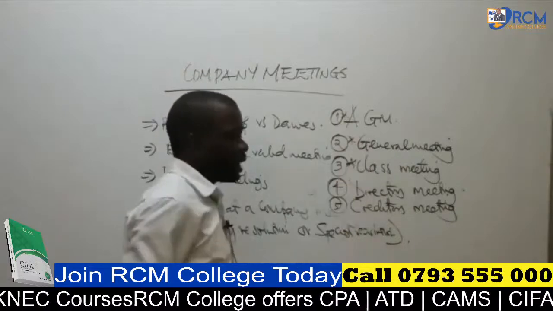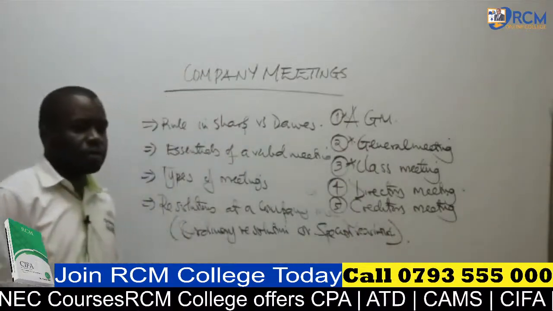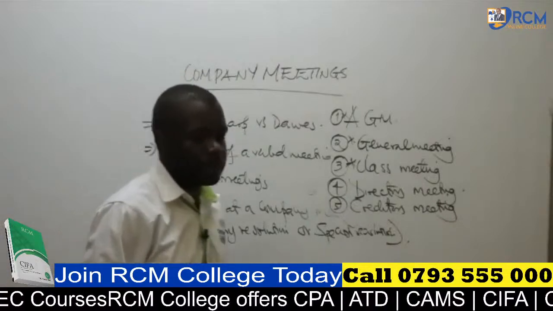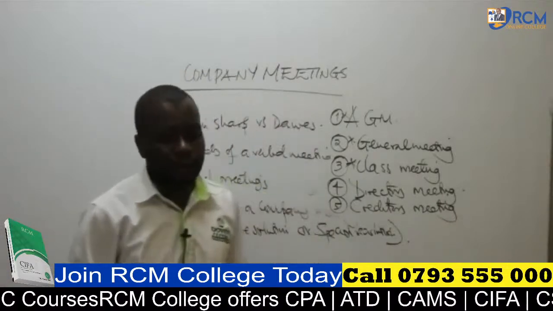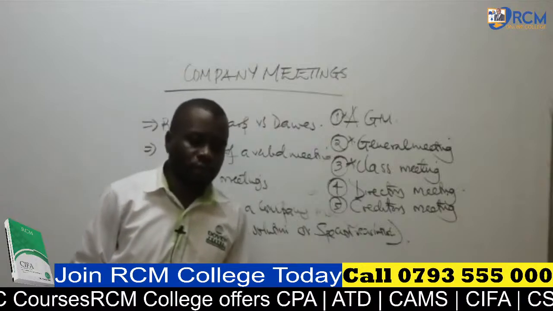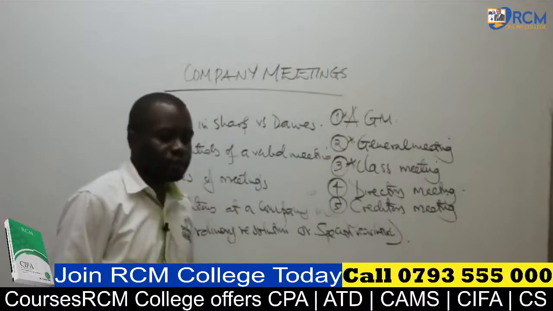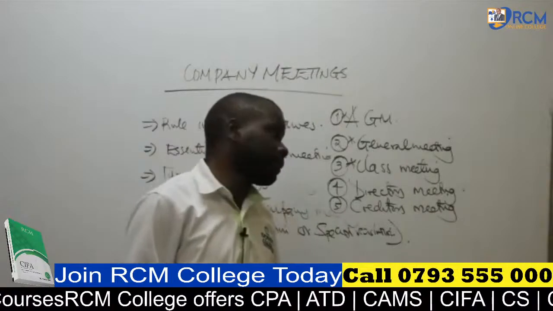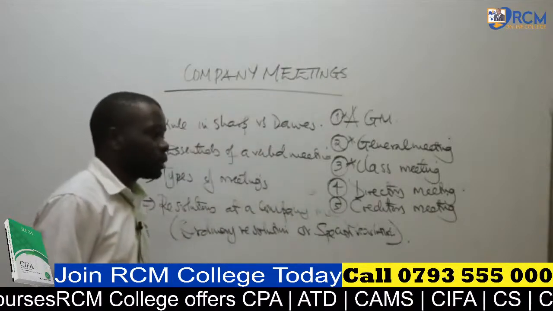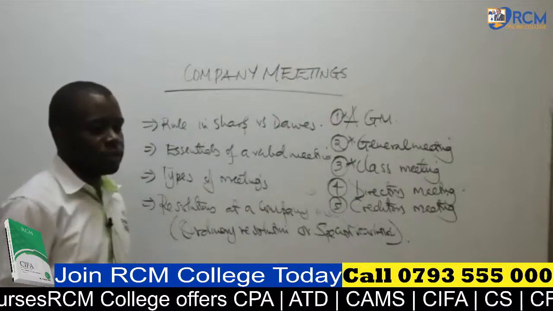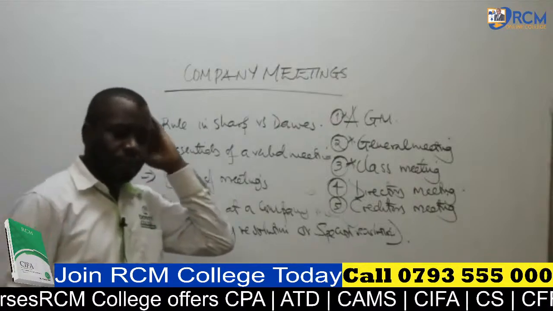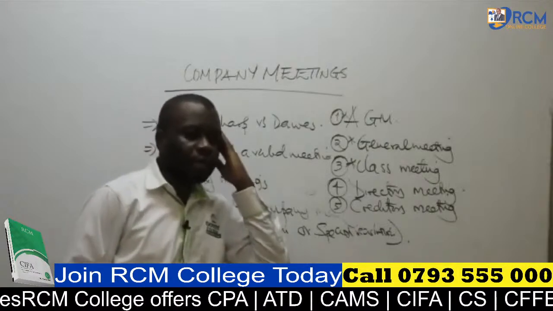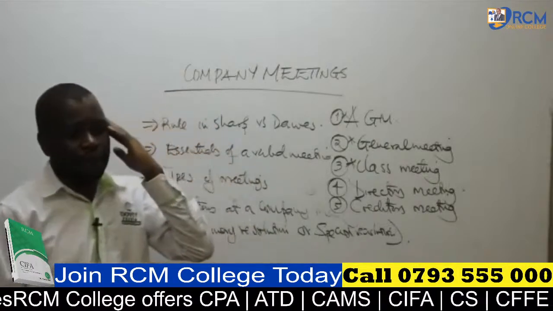So the most key ones to understand are the AGM, the general meeting, and also the class meeting. When you talk about an AGM, or annual general meeting, it is a meeting that is normally held once each and every year by the company. It is a meeting required by the statute. As per the Companies Act, or the statute laws governing the operations of companies, it is a requirement for a company to hold this particular meeting each and every year.